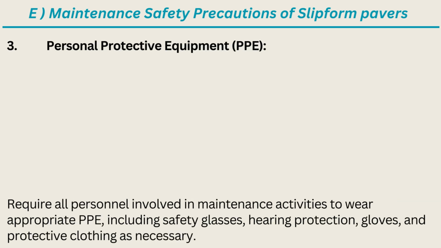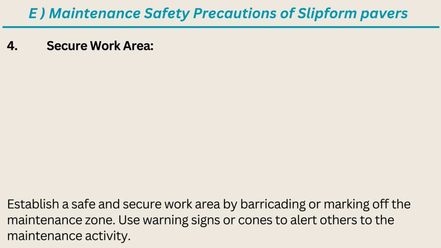3. Personal protective equipment, PPE. Require all personnel involved in maintenance activities to wear appropriate PPE, including safety glasses, hearing protection, gloves, and protective clothing as necessary. 4. Secure work area. Establish a safe and secure work area by barricading or marking off the maintenance zone. Use warning signs or cones to alert others to the maintenance activity.